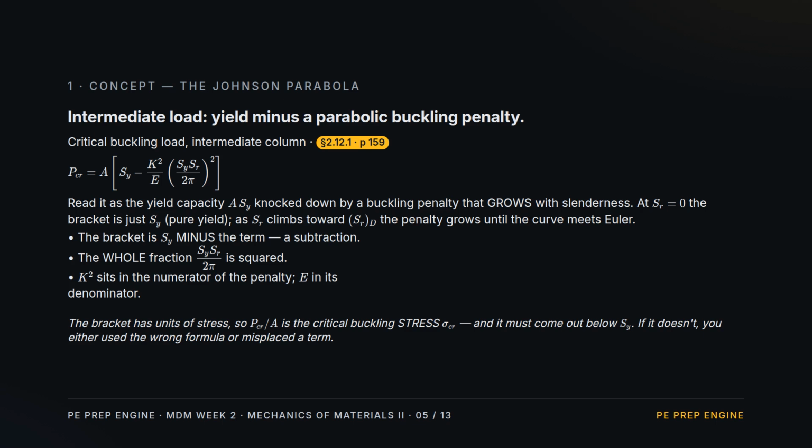Concept 3. The Johnson parabola itself. The critical load is the area times a bracket, and the bracket is the yield strength minus a buckling penalty. Read it as full yield capacity, docked by a term that grows with slenderness. At zero slenderness, the penalty vanishes, and the bracket is pure yield. Push the slenderness up toward the transition, and the penalty grows until the parabola meets Euler. Three things to transcribe exactly. It's yield minus the term. The whole slenderness fraction is squared, and the K² sits on top with the stiffness underneath.